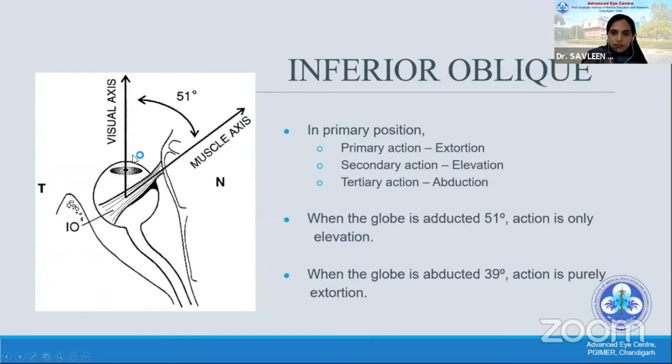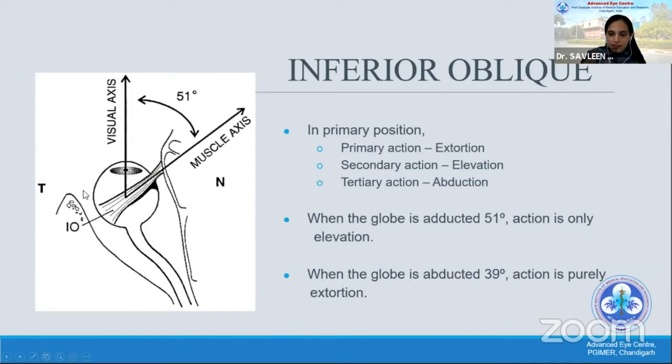In primary position, it's an extorter with a secondary action of elevation and abduction, primarily because of the angle it makes with the visual axis. The muscle axis is at 51 degrees from the visual axis. So when the globe is adducted about 51 degrees, the action is only elevation. It acts purely as an elevator.